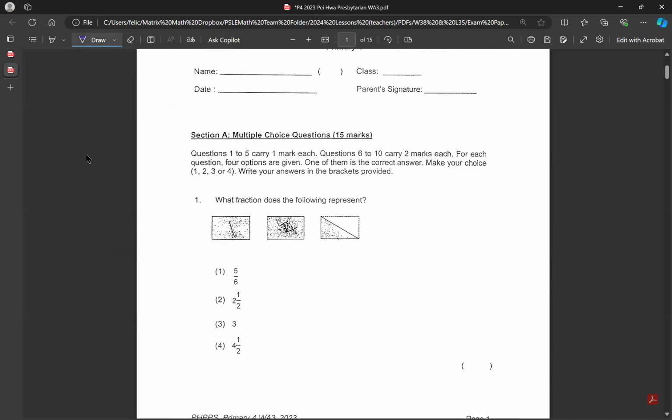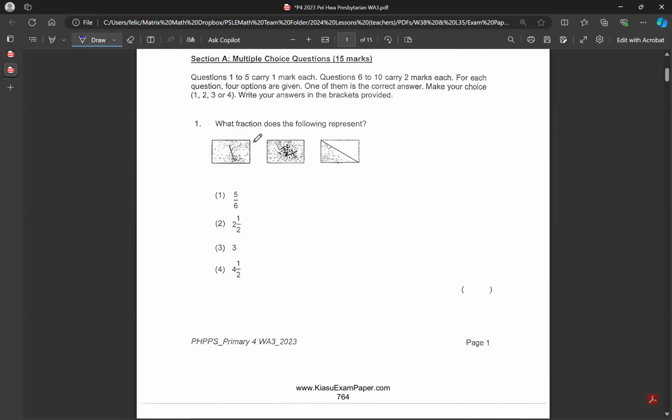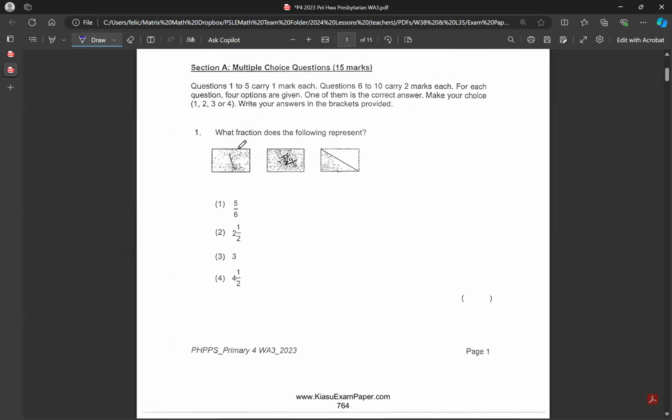Okay, what fraction does the following represent? All right, so I know the diagram is a bit unclear. So just take note, the first rectangle is shaded, the second rectangle is fully shaded also. Then this one is a triangle, which is half of that rectangle. So in this case, you count the full rectangles, which is two shaded rectangles. This is half shaded, so it's just 2.5. So it's option 2.